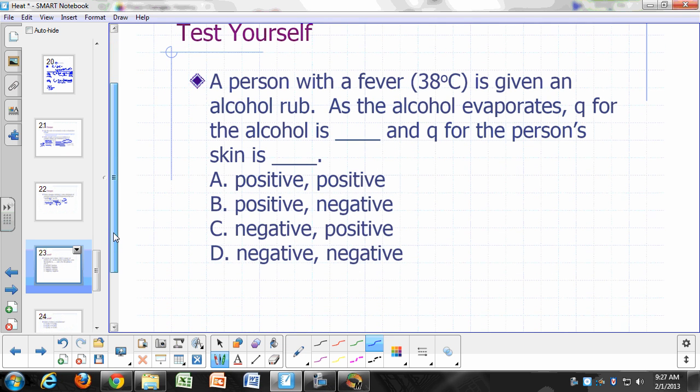All right. Let's look at some qualitative questions here. A person with a fever at 38 degrees is given an alcohol rub. As the alcohol evaporates, Q for the alcohol is blank and Q for the person's skin is blank. Alcohol vaporizes. So for vaporization, Q is positive. Where does the heat come from? From the person's body, from the person's skin. So Q for the person is negative. Okay. A quick way to get your fever down.